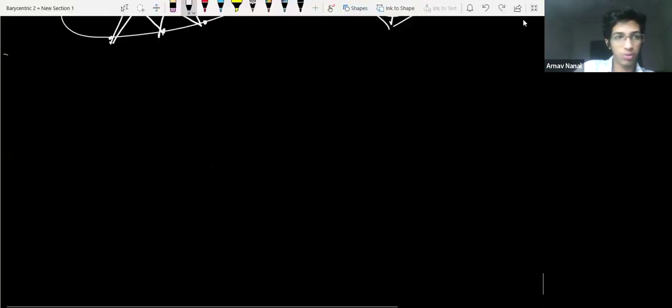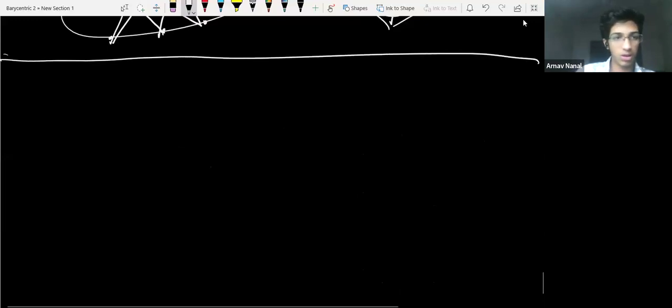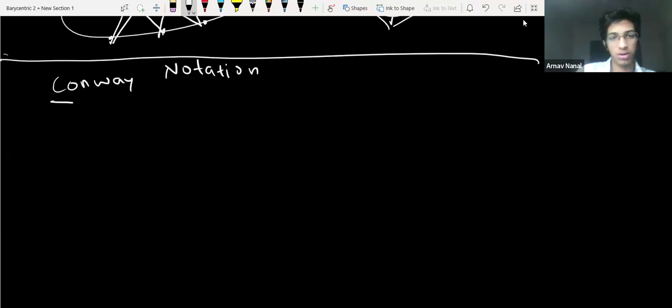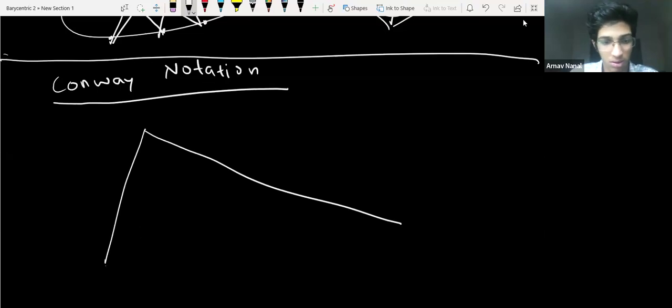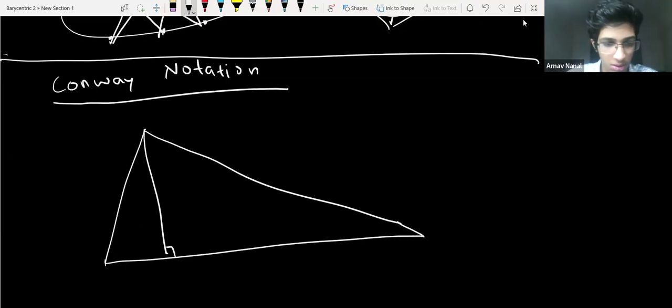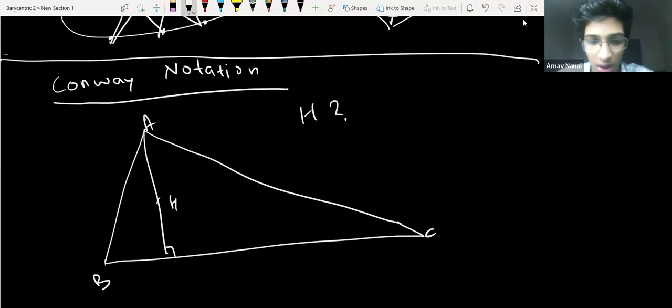One more thing before we start to do problems in barycentric. There is something called Conway notation. We'll just derive this. Let's say you have a triangle, what do you think the barycentric coordinates for H are? You can just write them in the non-homogeneous form, like something is to something is to something. Okay, what is the most obvious one?